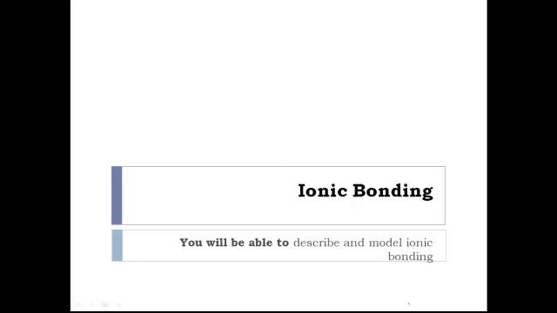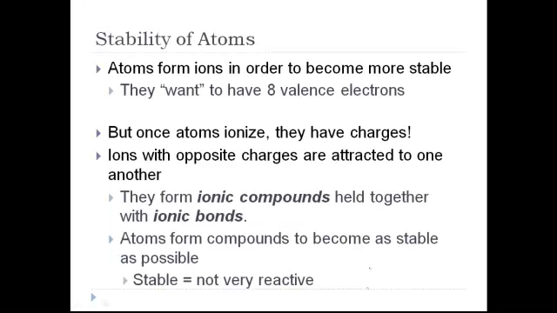This is a quick lesson on ionic bonding. By the end of this lesson, you will be able to describe and model what happens when ions bond. So we've talked about how to model atomic structure, so where the protons and the electrons go. We've talked about ionization, so how to figure out what charge ion a specific atom makes. In this lesson, we're going to talk about what happens with those ions.